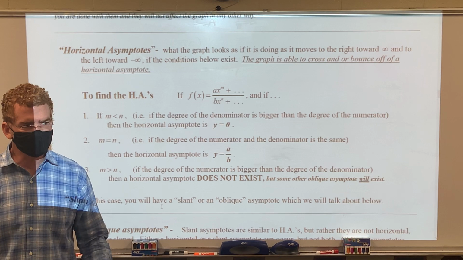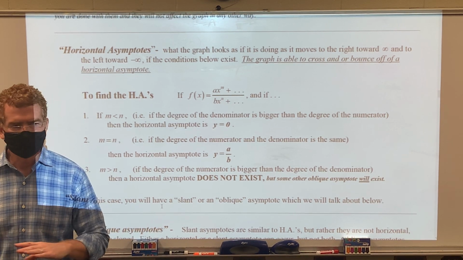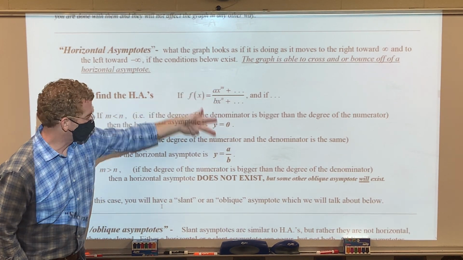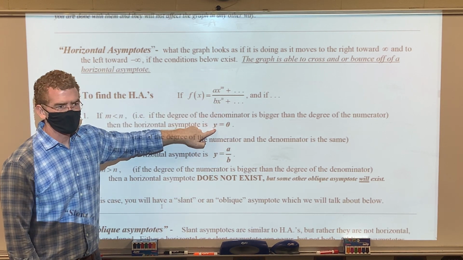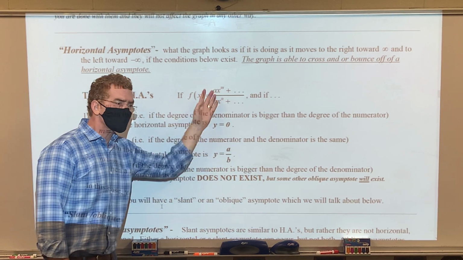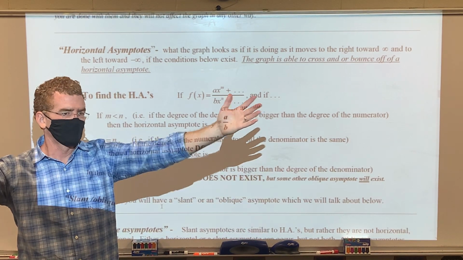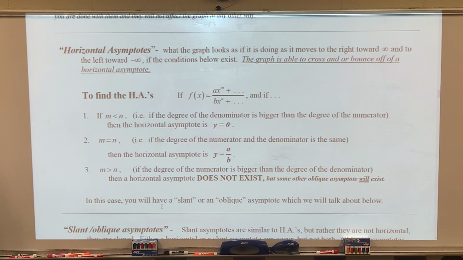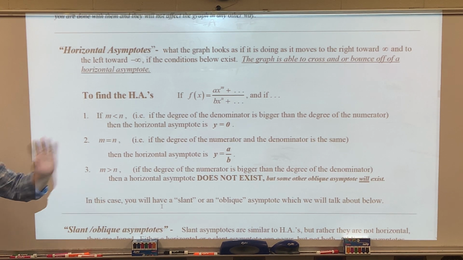We said that, remember, it could be 0, and when is it 0? Power is bigger on the bottom. So if the powers are the same, a over b. If the power is bigger on the bottom, always y equals 0. And if the power is bigger on the top, then you don't have a horizontal, you have a what? Slant or some other oblique. In this course, typically a slant, and in calculus. So, the third example, power bigger on the top, that doesn't even have a horizontal.